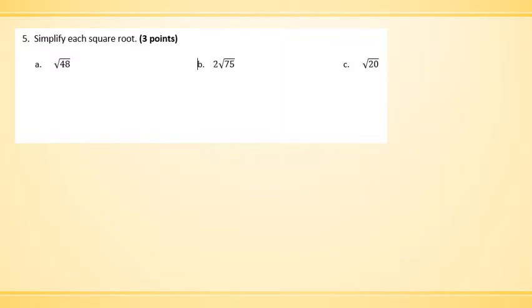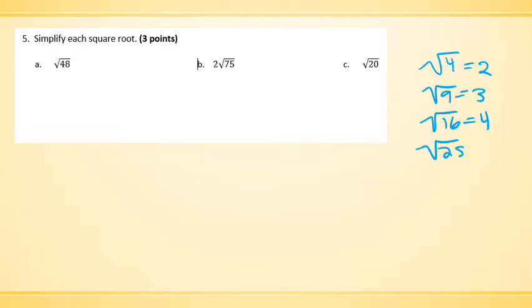The last skill on your quiz was to simplify each square root, and we noted in class that one helpful strategy is to make a list of some of those roots. So for example, the square root of 4 is 2, the square root of 9 is 3, the square root of 16 is 4, the square root of 25 is 5. These are some of the factors that you want to be looking for.